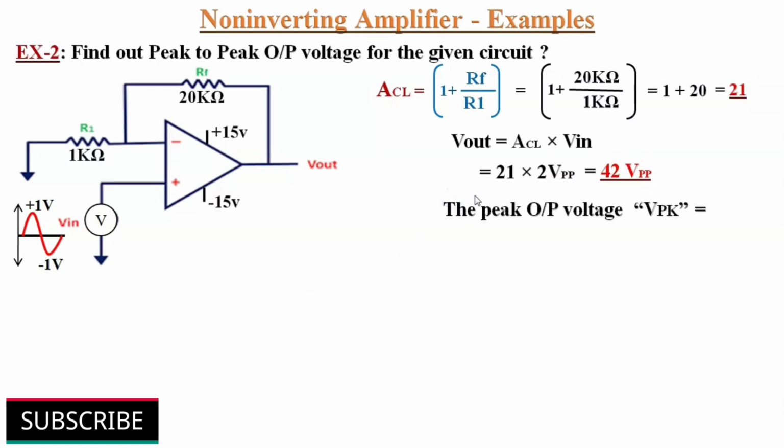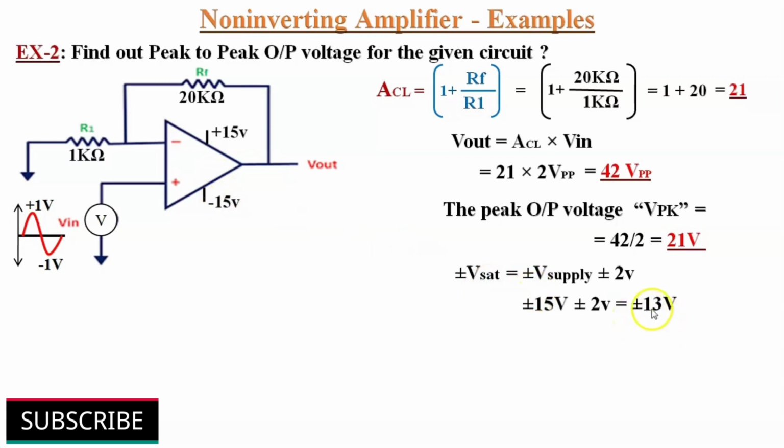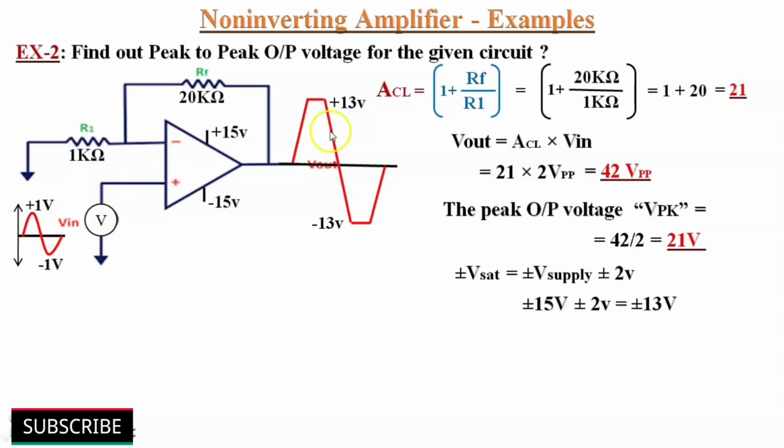Therefore, the peak output voltage VPK is equal to 42 divided by 2. That comes to 21 volt peak. Since the supply voltage is plus or minus 15 volt, saturation occurs at plus or minus 13 volt. Here the output voltage far exceeds the saturation voltage level of plus or minus 13 volt. So the op-amp will be driven into deep saturation and it will behave as a non-linear amplifier. This means that the output voltage will not have the same shape as the input, but will clip at the saturation voltage of plus or minus 13 volt. Note that both input and output waveforms are in phase with each other.